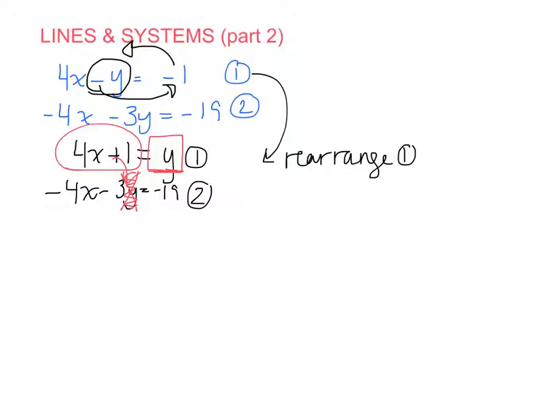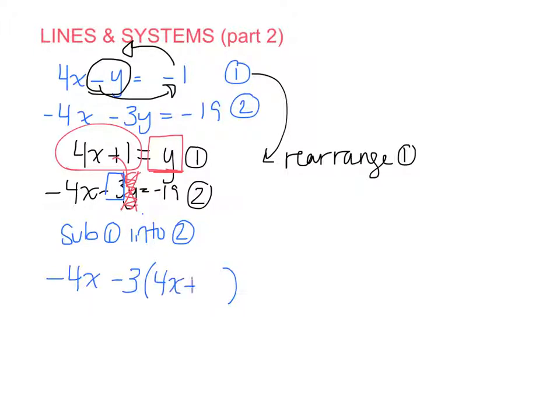So our substitution step is going to look like this. We're going to write down sub 1 into 2, and we're going to rewrite the second equation, but instead of the y, we're going to put some brackets. We're not going to forget this 3 because we didn't replace the 3, it stays. We just replaced the y with some brackets, and y is equal to 4x plus 1. So that's what our substitution step looks like.